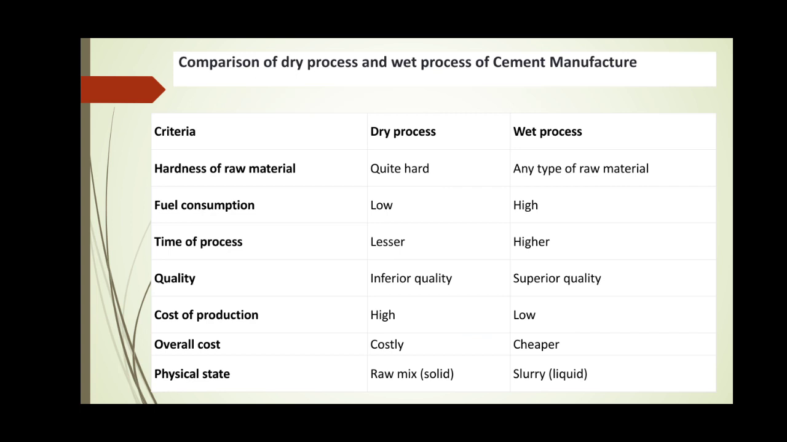Cost of production in the dry process is high and cost of production in the wet process is low. Overall cost for dry process cement manufacturing is high and overall cost for the wet process is less. The physical state of the raw mix is solid for the dry process, and the raw material physical state in the wet process is slurry, that is semi-solid or liquid form.